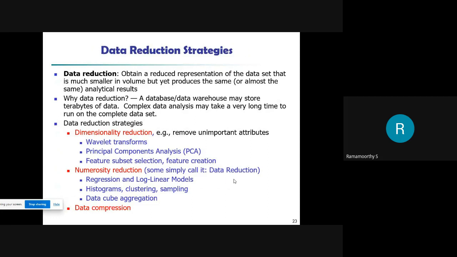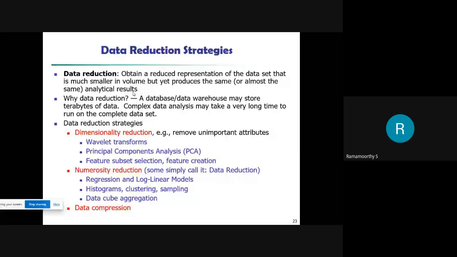So you are going to reduce its dimensionality. Obtain a reduced representation of the data set that is much smaller in volume but still produces the same analytical result. So you are going to reduce the size, the volume of the data, but it still produces the same analytical result. That is the way you need to perform the data reduction.